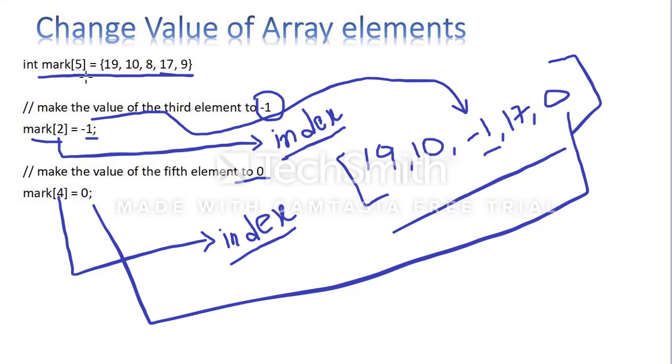So finally, what are the elements in the mark array? 19, 10, -1, 17, and 0. So this is the process if you want to change any value of an array after declaring that array. But remember here, you can't change the size and the data type of an array, but you can change the elements in that array anytime by using the array name and index value. Just remember these 2 points.